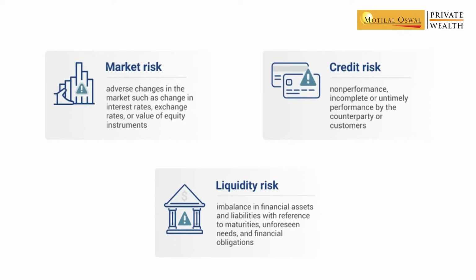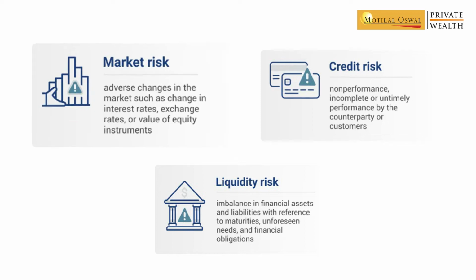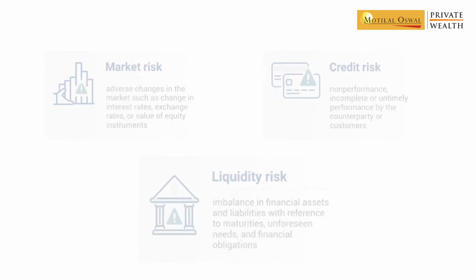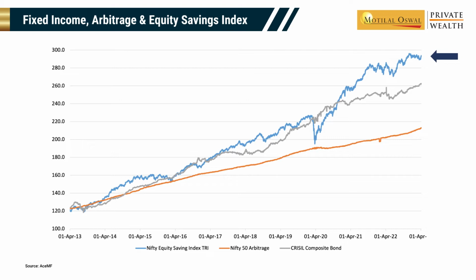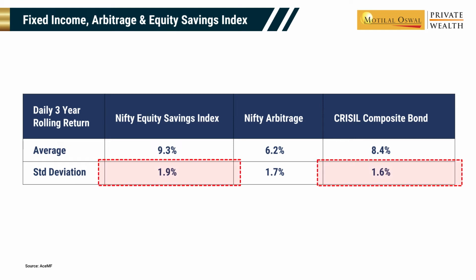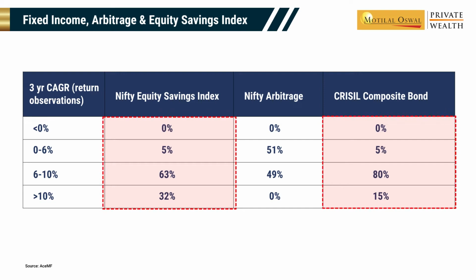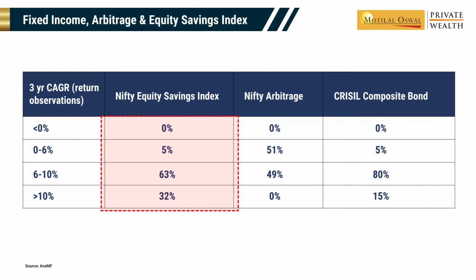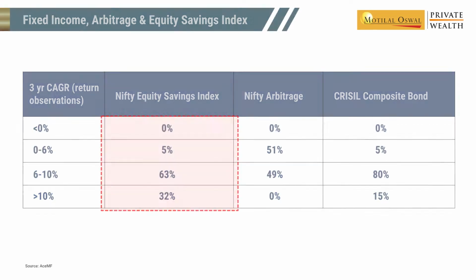The key risks associated with fixed income portfolios are market risk, credit risk, and liquidity risk. Equity savings funds become an important category for fixed income allocation going forward. These funds have relatively better risk-reward characteristics versus traditional debt funds, and hence should be part of core allocation within fixed income portfolios. When you look at the distribution of 3-year rolling return on daily basis, we find the equity savings fund category has the ability to preserve capital, provide consistent inflation-adjusted returns, with ability to outperform traditional debt funds.